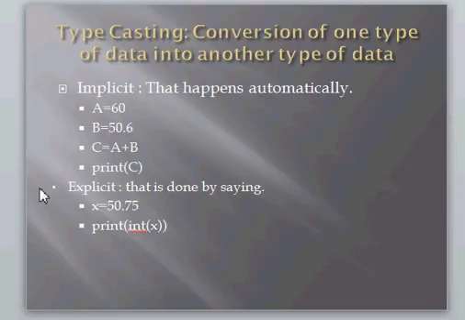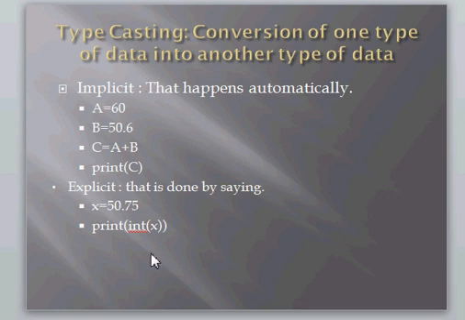Our next topic is typecasting. Typecasting means conversion of one type of data into another type of data. So typecasting is done in two types, implicit and explicit. Implicit means that it happens automatically. You can say in implicit there is no involvement of the user, it happens automatically.